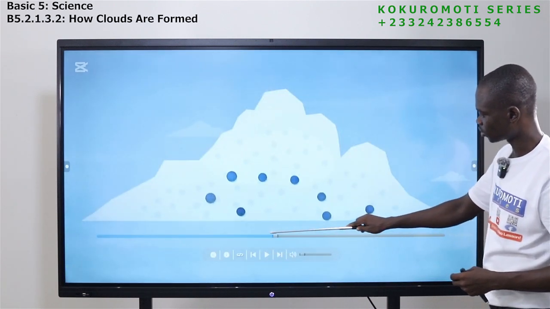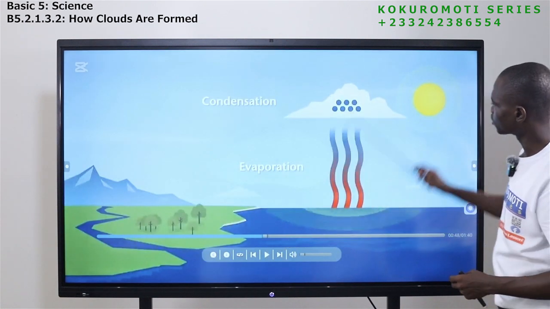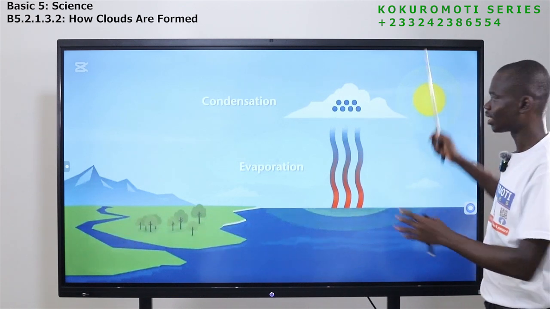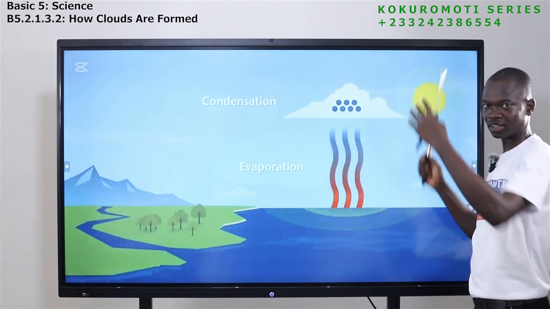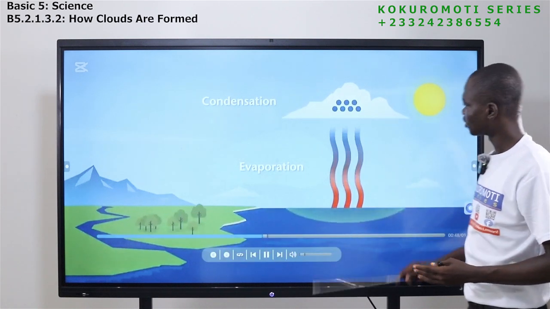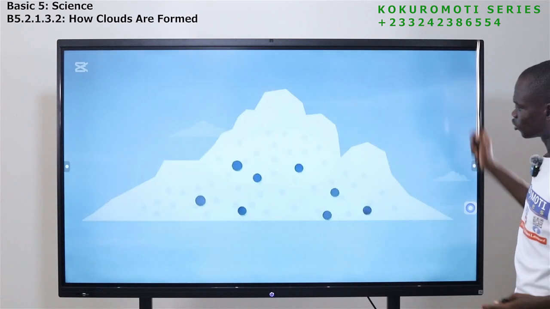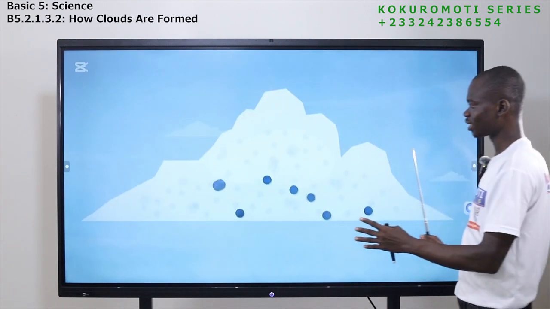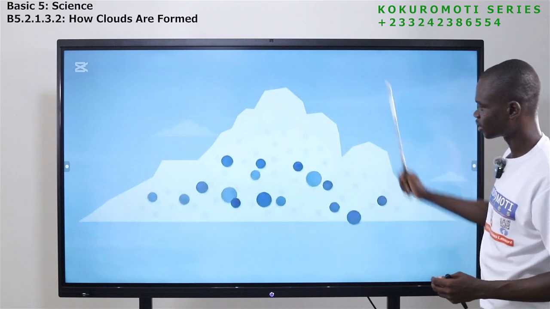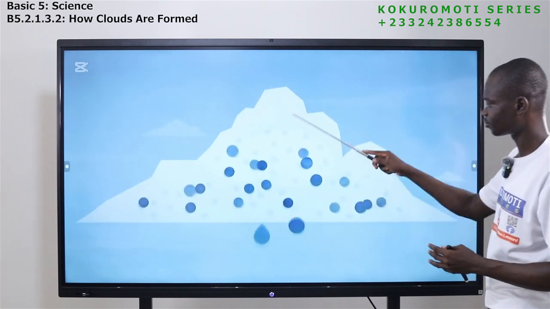Now at this point, let me go back and show you something. Here, the vapor will be going and the water droplets will be increasing. You see the vapor is going and then it will be increasing. It will get to a point where it becomes so heavy. The water droplets will start what? Falling down.